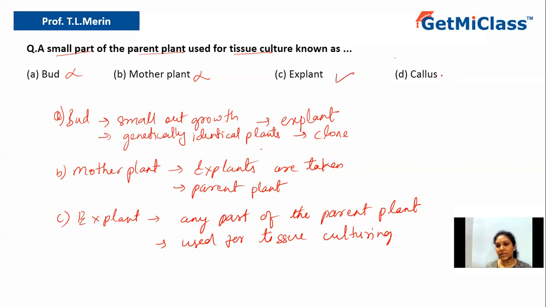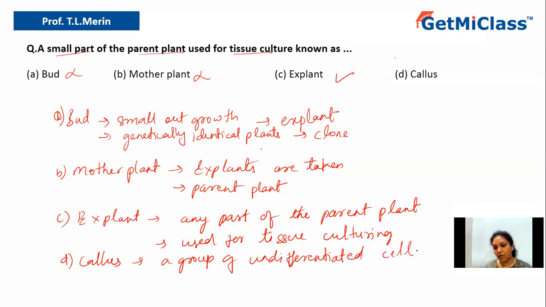But let us look into option D. Option D says callus. What do you understand by callus? Callus is nothing but a group of undifferentiated cells, cells which are formed during the culturing. Whenever we take the explant and try to culture it on the media, the cells of the explant will multiply and become a group of undifferentiated cells. You cannot differentiate them; they all look the same. It looks like a mass of cells.